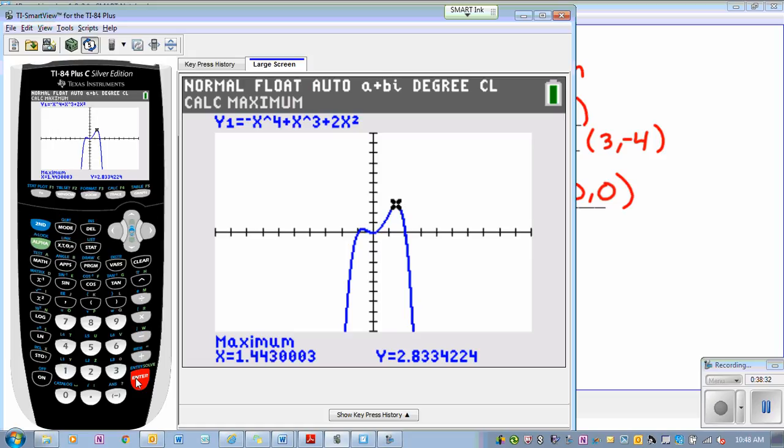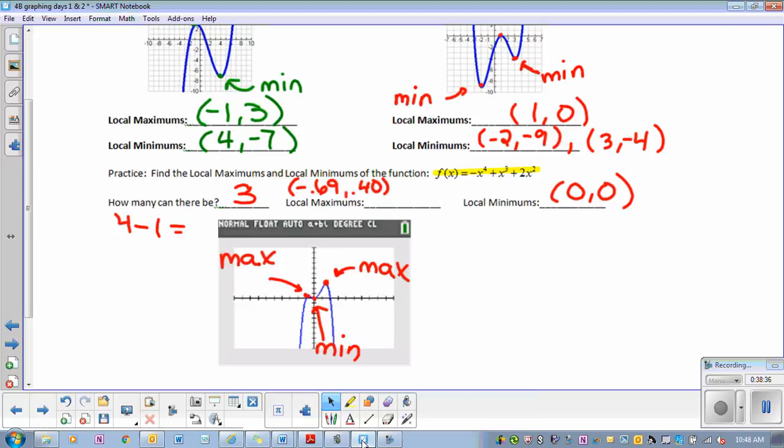And here's your maximum for this one. 1.44, comma 2.83. Yes? So that was just a little review on using blinking bob, right? We've used blinking bob in the past.